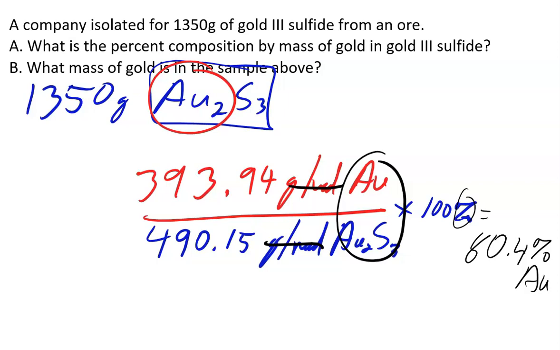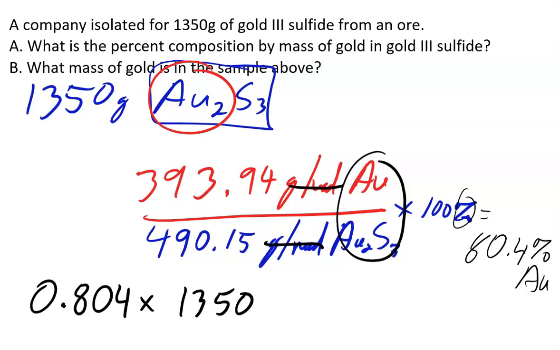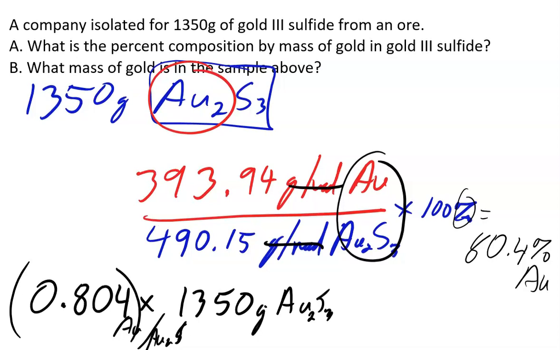Now for B, we would merely get the 80.4% converted into 0.804, and multiply it times 1350. In other words, this is going to be the fraction times the actual sample of gold sulfide. And this is going to be gold in gold sulfide, so these things will cancel out, leaving you with grams of gold. 1,090 grams of gold, rounded to 3 sig figs.